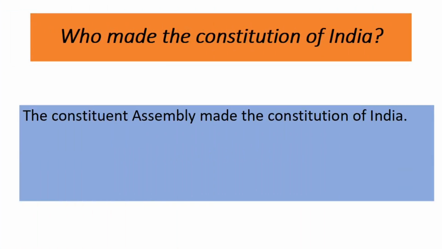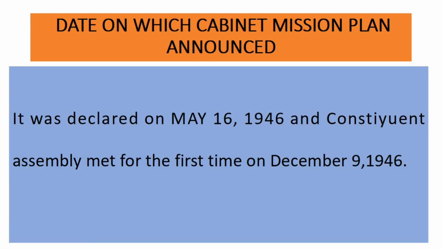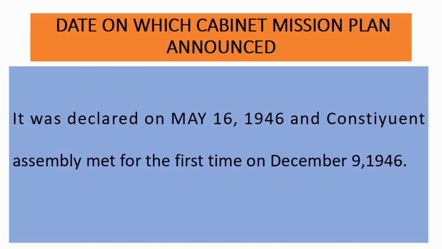The Constituent Assembly made the Constitution of India. The Cabinet Mission Plan in the year 1946 had recommended the establishment of a Constituent Assembly to frame the Constitution of India. It was declared on 16th May 1946, and the Constituent Assembly met for the first time on 9th December 1946.